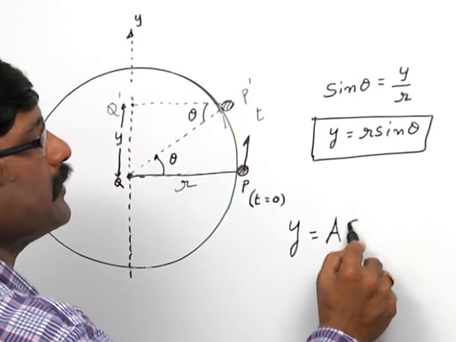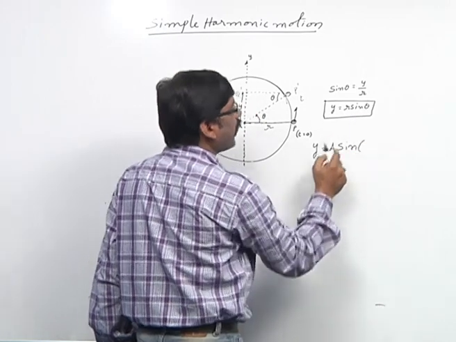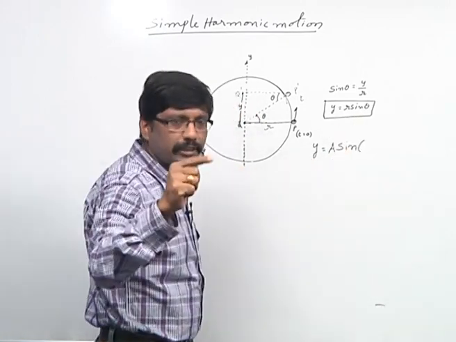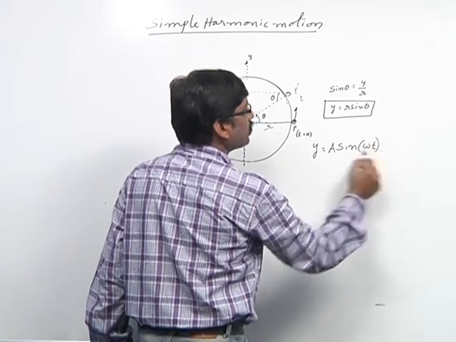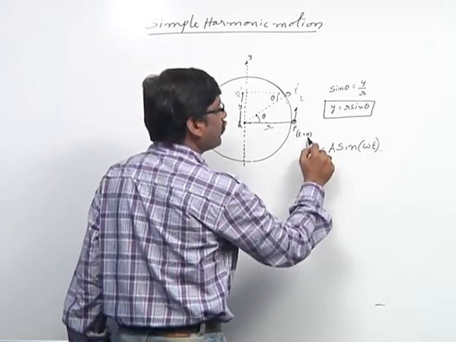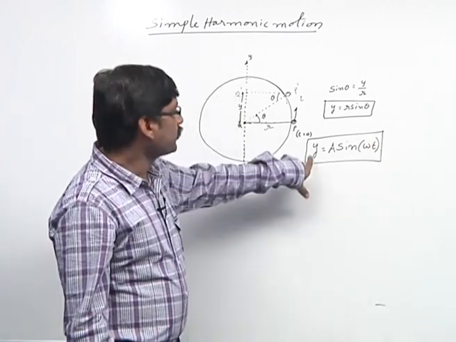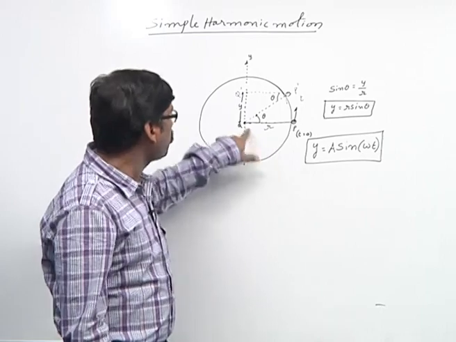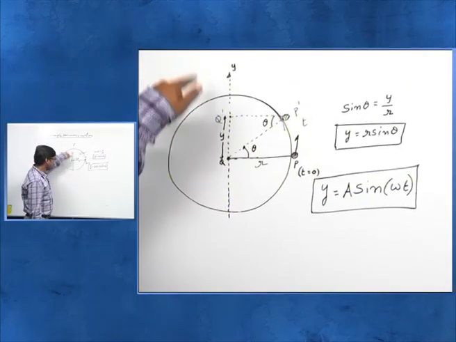The second thing is angular velocity omega is equal to theta by t. So theta is equal to omega t. So this is the equation for the displacement of Q, which is moving along the y-axis.